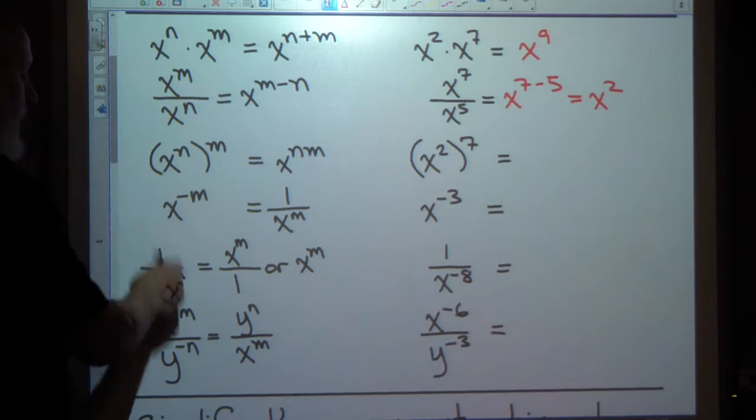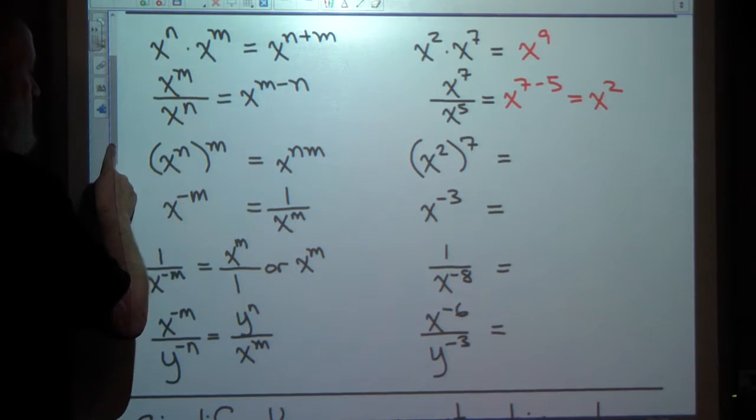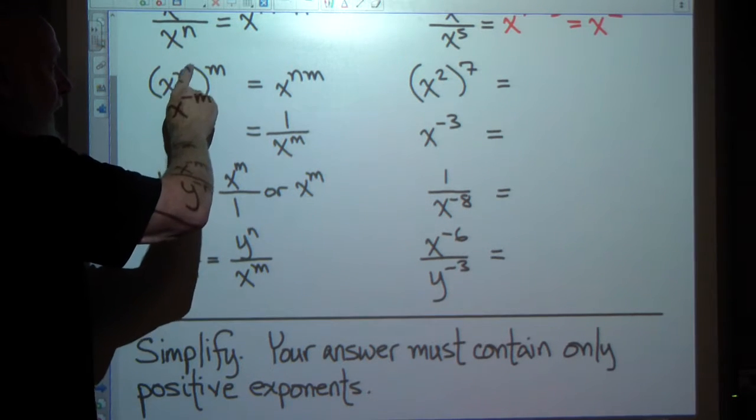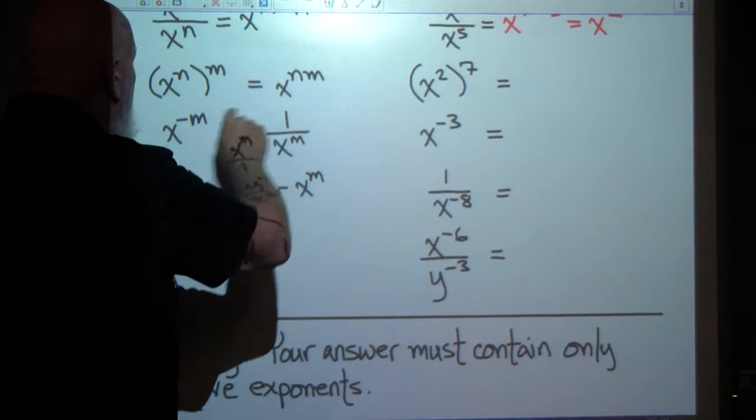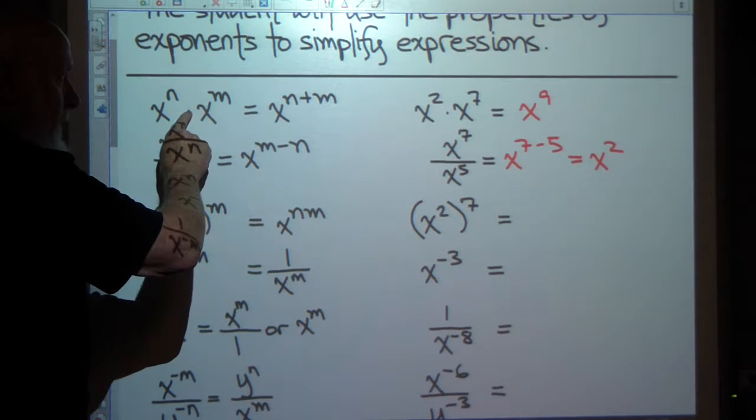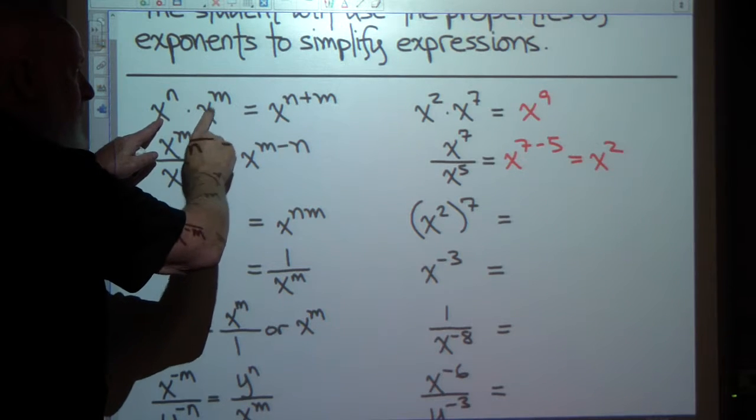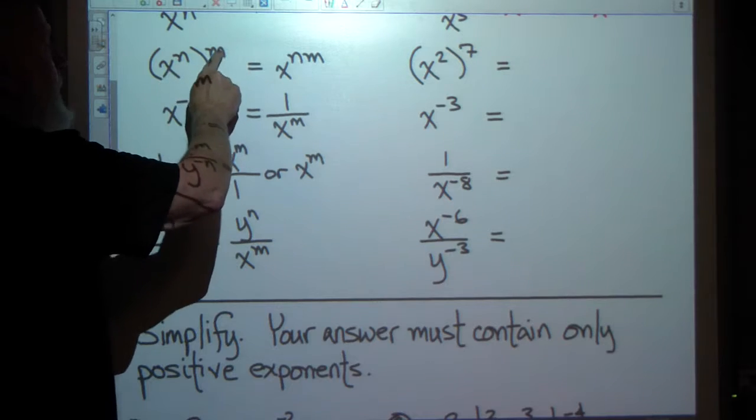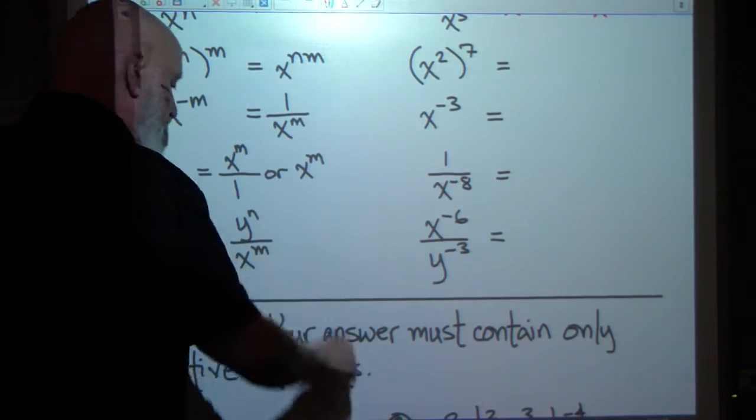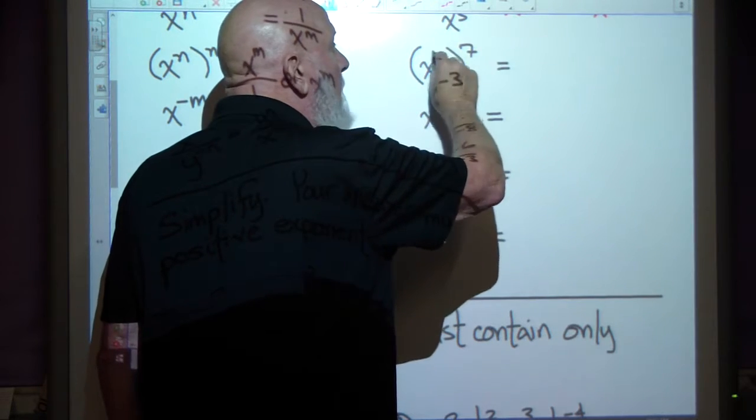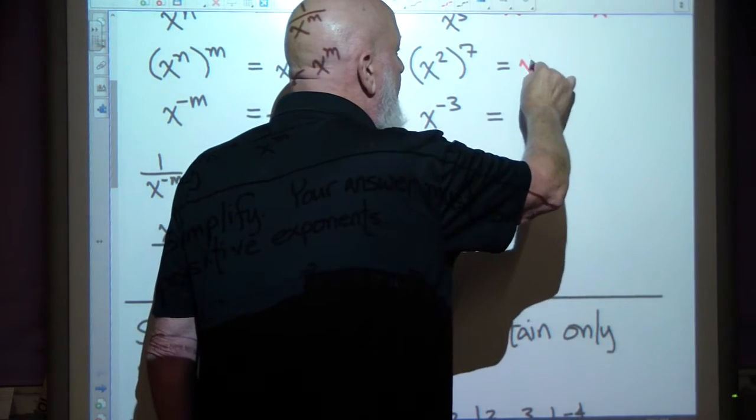Here's another one. We're raising a power to a power. X to the n to the m. When you see that, this is when you multiply exponents. A lot of kids get confused here and they want to add these because they see this is multiplied. When you multiply like bases, leave the base the same and add the exponents. When you're raising a power to a power, that is when you multiply your exponents. For instance, this is x to the second to the seventh. We're going to multiply these exponents. That will give me x to the 14th.